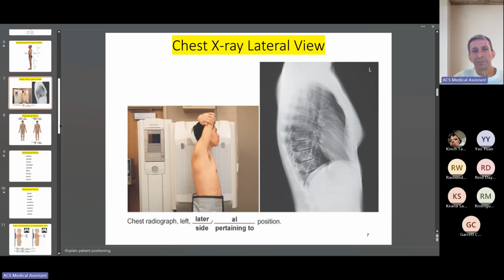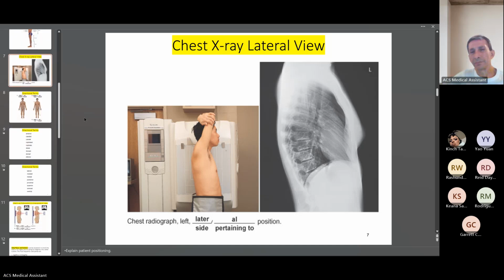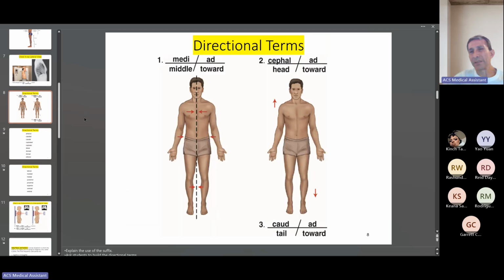Any questions? Not difficult, right? Let's talk about the superior, inferior, and the middle. And you're going to see how this plays out with these new suffixes that we're going to use here. We're going to use AD, AD, because we already use AL, pertaining to.